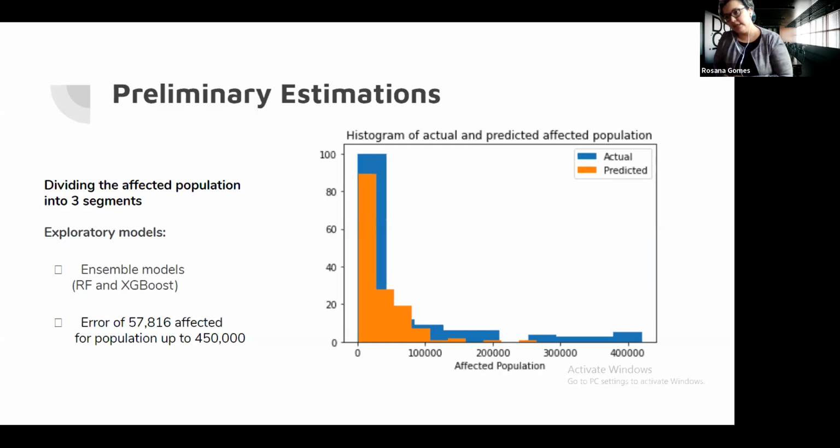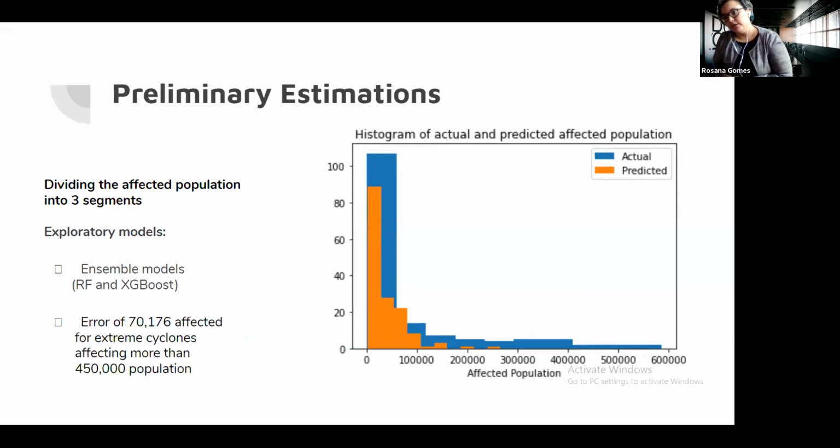And if you go to the next slide, we are considering the extreme cases that I mentioned, the ones where we have up to even 1 million affected population. In this case, you can see that our model doesn't perform as precisely as before, and this is mostly because of lack of data. As I showed at the beginning, we have more data available for storms and not so much for high category cyclones that can affect more people.